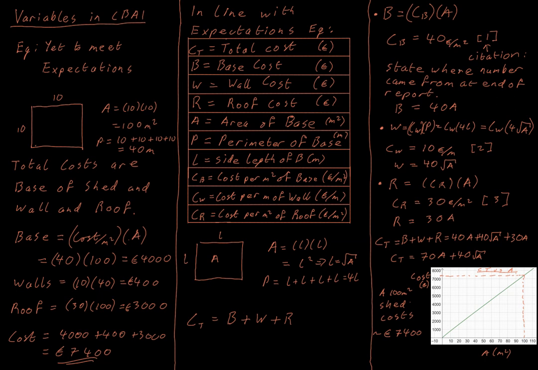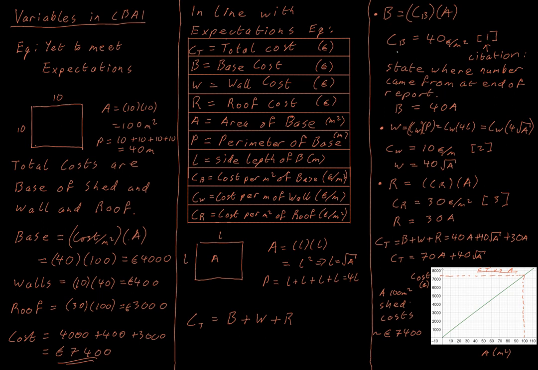And so I've just written down what a citation is: state where the number came from at the end of the report. So at the end of our report, we'd have a separate page for citations, and we put down 1 in brackets, and next to it, whatever the justification is for getting this 40 euro per meter squared.